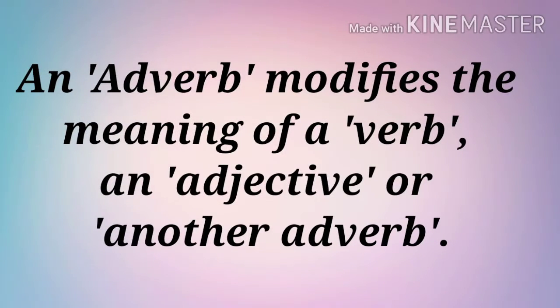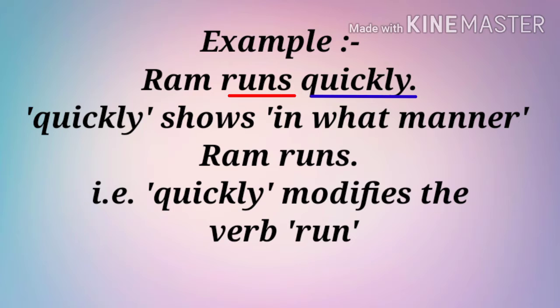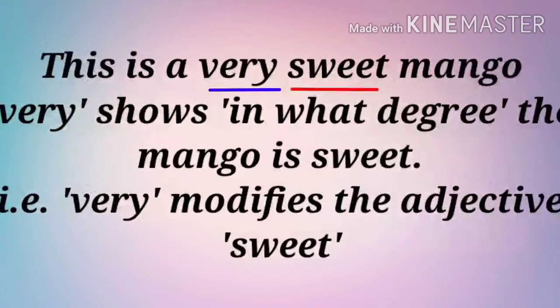An adverb modifies the meaning of a verb, an adjective or another adverb. For example, Ram runs quickly. Quickly shows in what manner Ram runs. That is, quickly modifies the verb run.